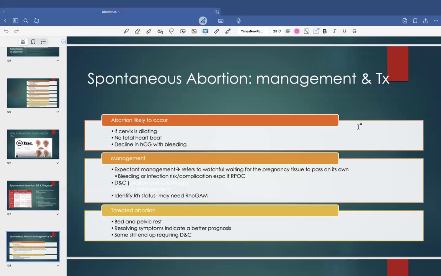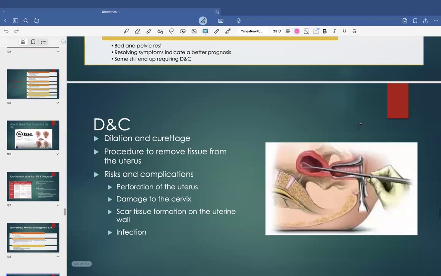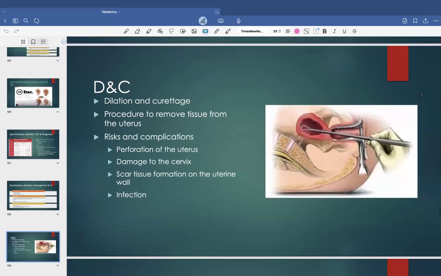D&C is a procedure to remove tissue from the uterus. You can see the instrument in there scraping the lining. Risks and complications include perforation of the uterus, damage to the cervix, scar tissue formation on the uterine wall, and infection.